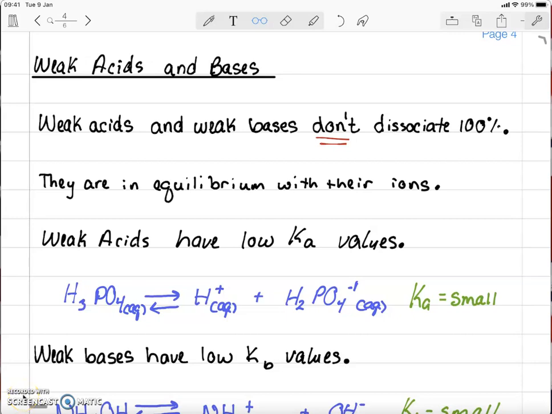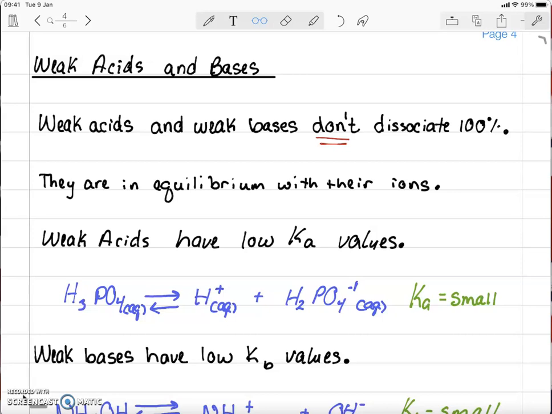Okay, welcome back. In this video, we're going to discuss weak acids and weak bases, their properties, and then we'll go over how to get the pH of a weak acid in this video. In the next one, we'll do a weak base. The thing to keep in mind about weak acids and weak bases is that they do not dissociate 100% into their ions. There's going to be an equilibrium or a reverse reaction that forces the ions back into the whole acid or whole base.